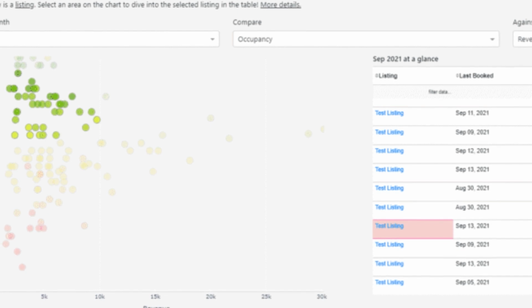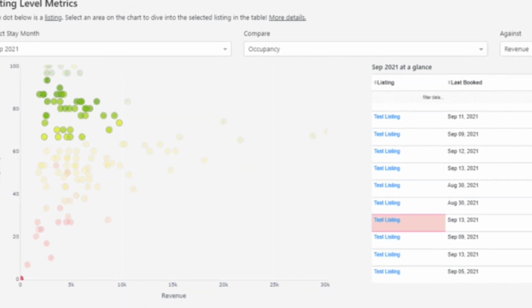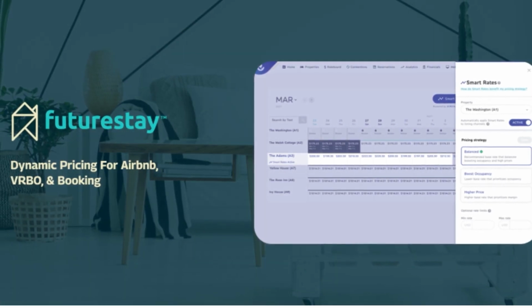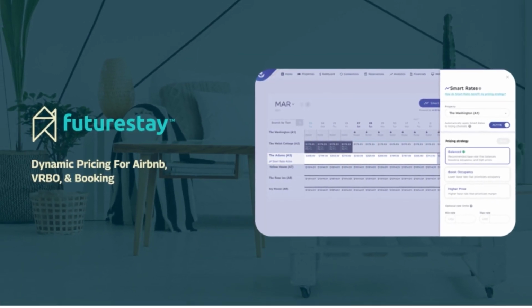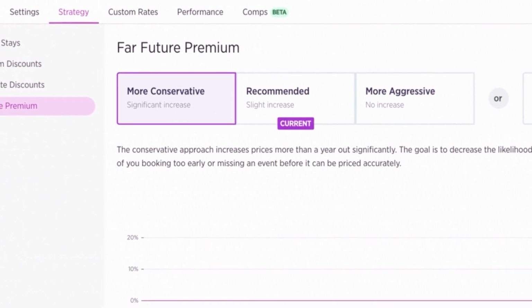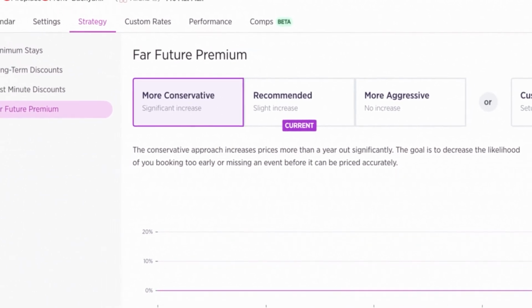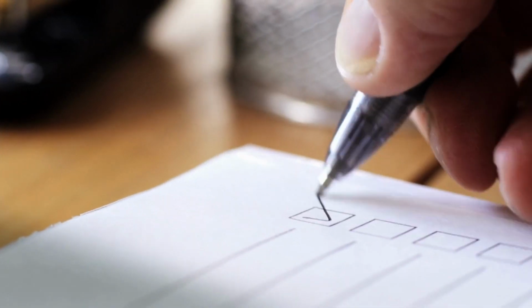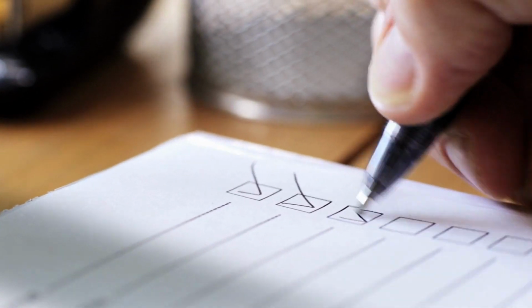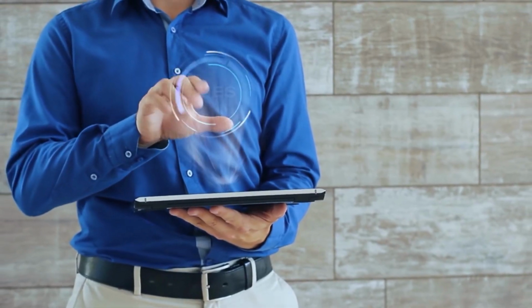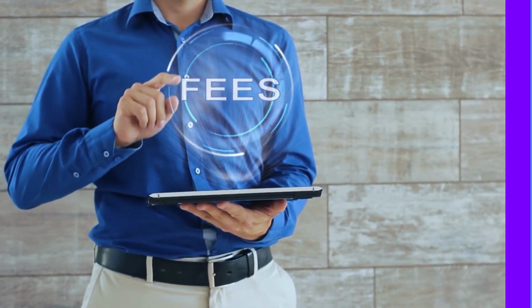They also provide you with detailed reports and analytics, and some even have the ability to sync with other marketplaces such as Booking.com, Expedia, etc. By using dynamic pricing tools, you can automate the pricing process and optimize your revenue, allowing you to focus on other aspects of managing your rental. It's important to check if the tool you decide to use complies with your local laws and regulations, and also to check their fees and services they provide.